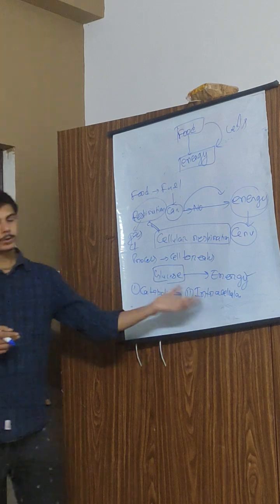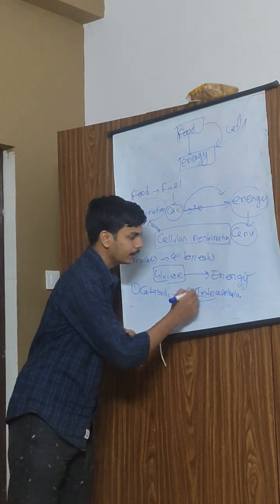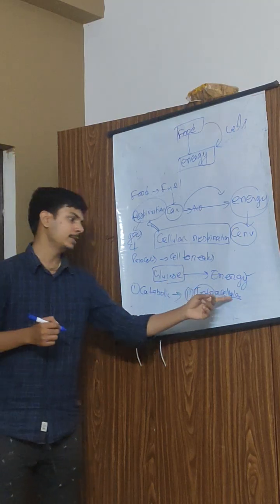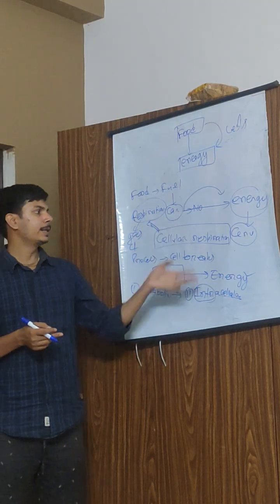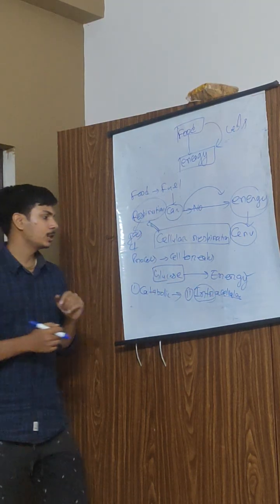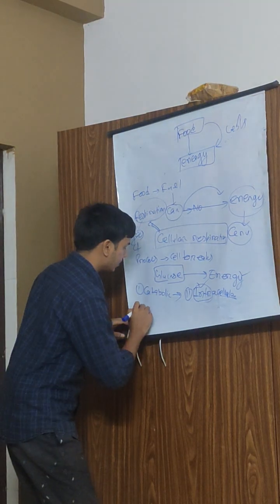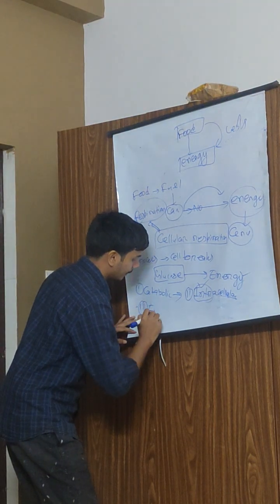Why is it called an intracellular process? Because it comes from two words: intra, which means within, and cellular, meaning related to the cell. As this process takes place entirely within the cell, we call it an intracellular process. Thirdly, we also call it exergonic.